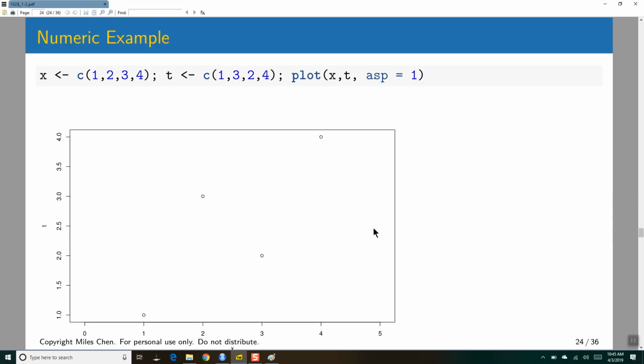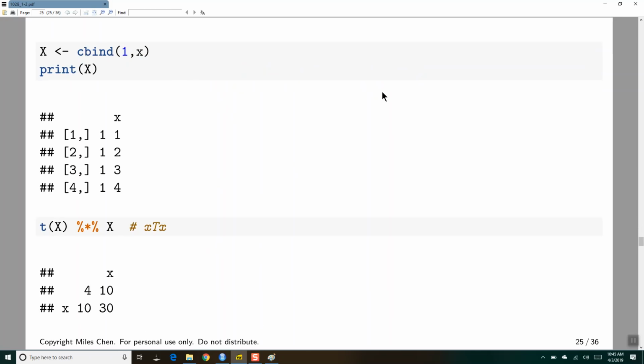Okay, here's a very simple numeric example. I've got the values 1, 2, 3, 4, and the outputs are 1, 3, 2, 4. So they don't line up exactly. This one goes up to 3, and this one goes down to 2. If we plot that, it looks like this. I'm going to create the X matrix by binding 1 with x, so I have a column of ones, and x is 1, 2, 3, 4, and so this is my matrix, 4 by 2.